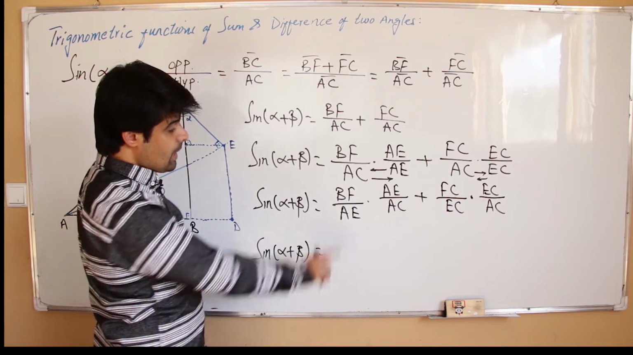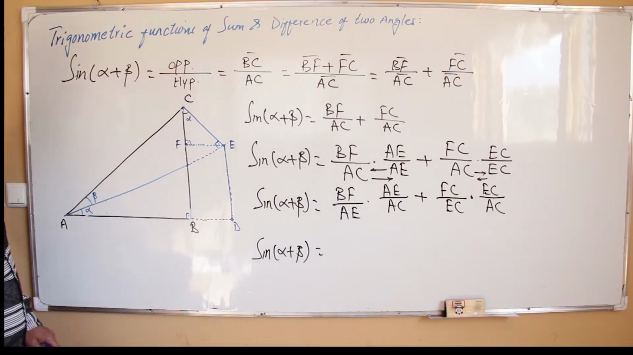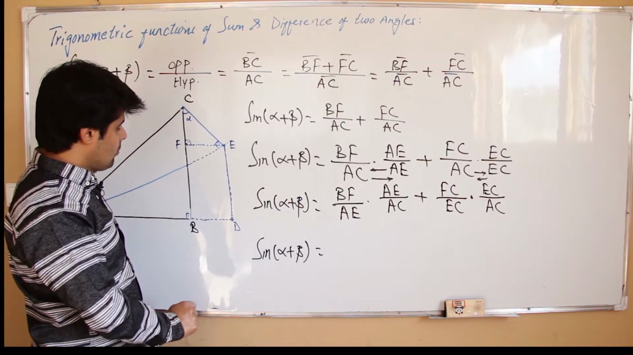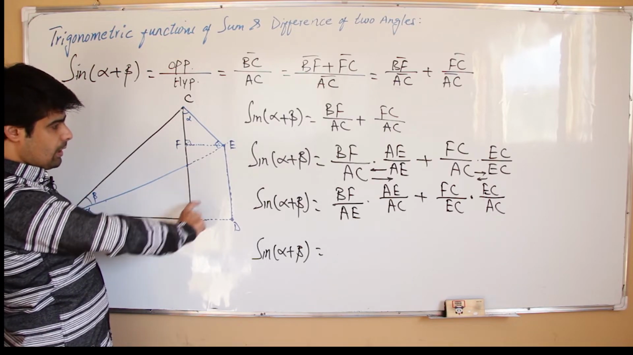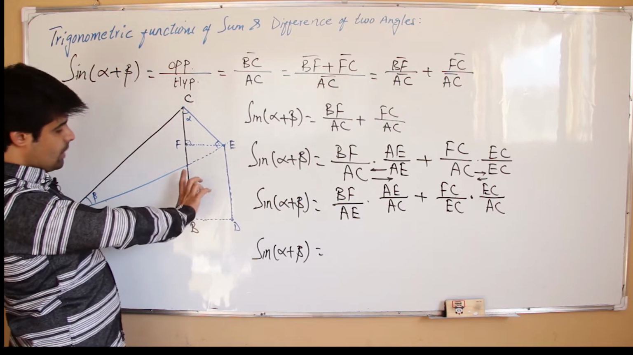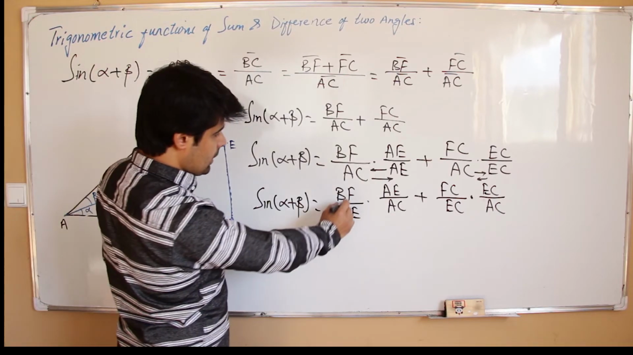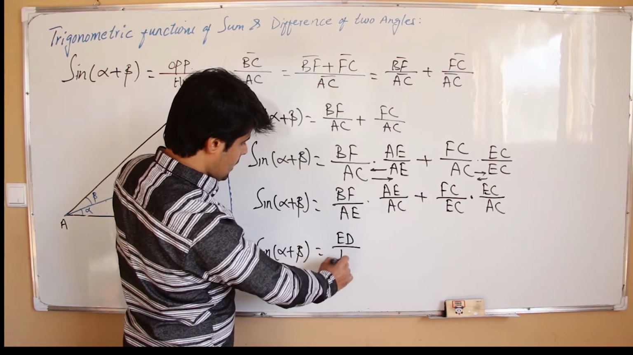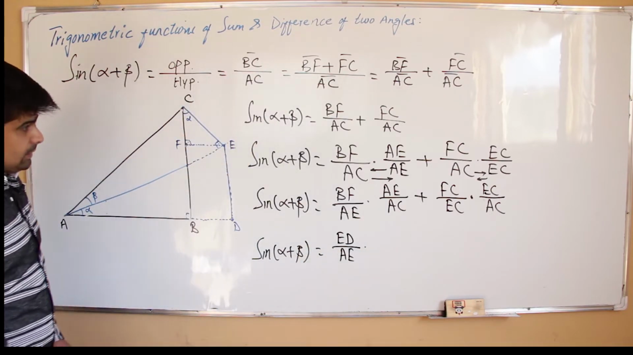Now listen carefully, please. BF by AE. One thing more: instead of BF, can I write ED? Yes, we do. Instead of BF, we can write ED, since they are the same and parallel. So instead of this, we can write ED by AE. Am I right? Yes.